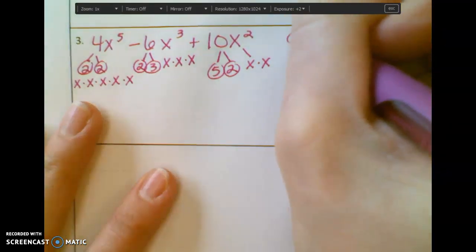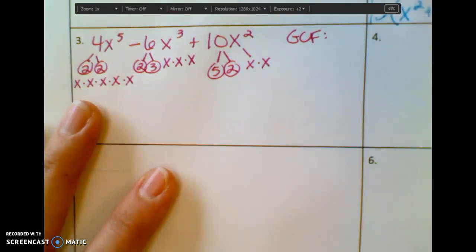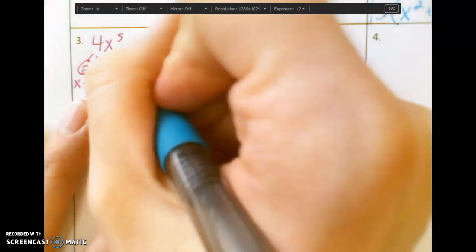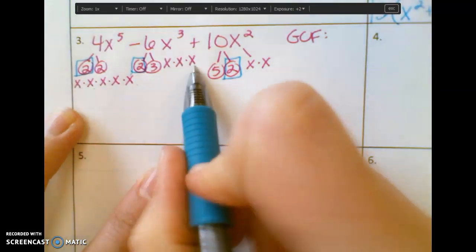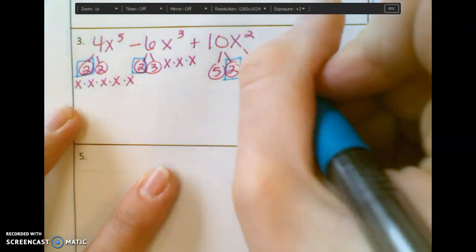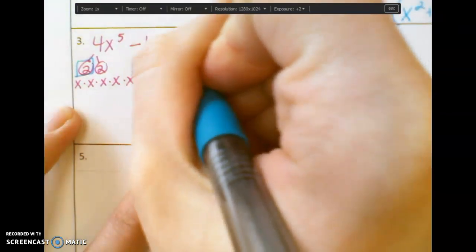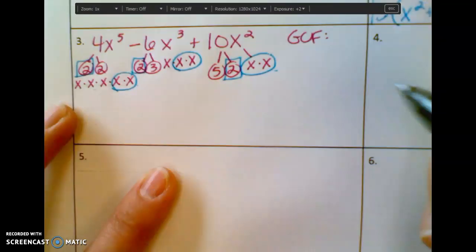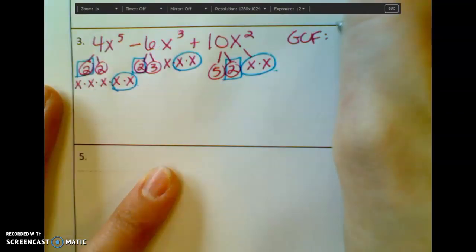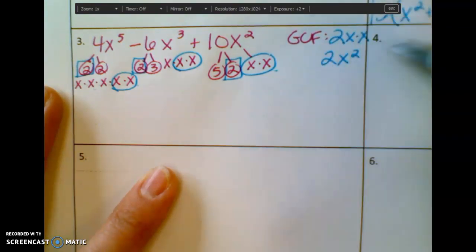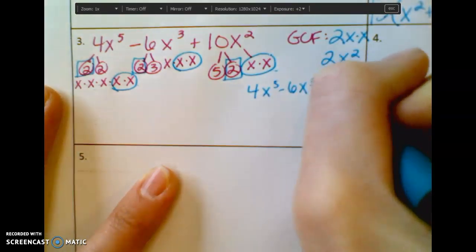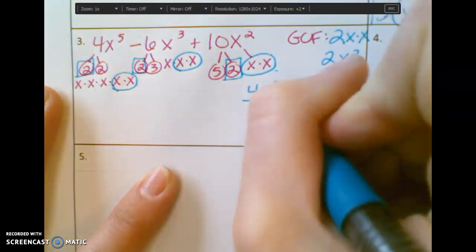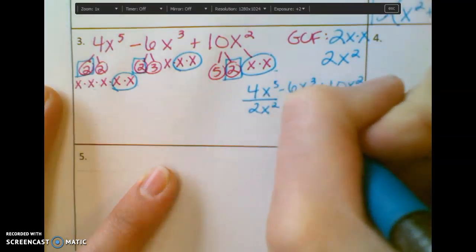So now let's find the GCF. What do they all have in common? I see that they all have a 2, and we have 5 x's, 3 x's, and 2 x's. This one has the least amount of x's, so I can take 2 x's out of each. So what's my GCF? They all had a 2 in common. They all have 2 x's in common, so my GCF is 2x squared. Now we're going to write out our original problem and divide every term by 2x squared.